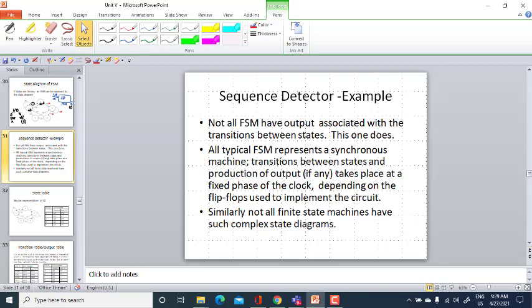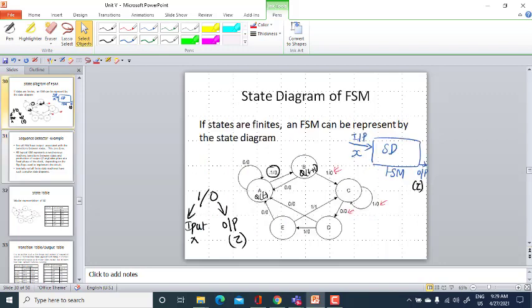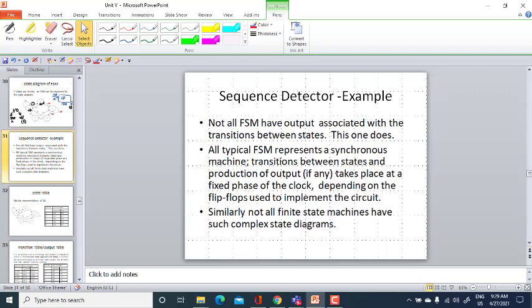So, transition between states and production of output. Transition between states means here A to B, and production of output means from A to B your output is 0 for this case. It takes place at a fixed phase of the clock, depending upon the flip flop used to implement the circuit, because you have four different types of flip flop, and we don't know which flip flop we are going to use. That is well defined in the previous class: given the present state and the input, what will be the next state and the output of the flip flop. Based on the flip flop used in the sequential circuit, the output of the circuit will also change with respect to the clock.